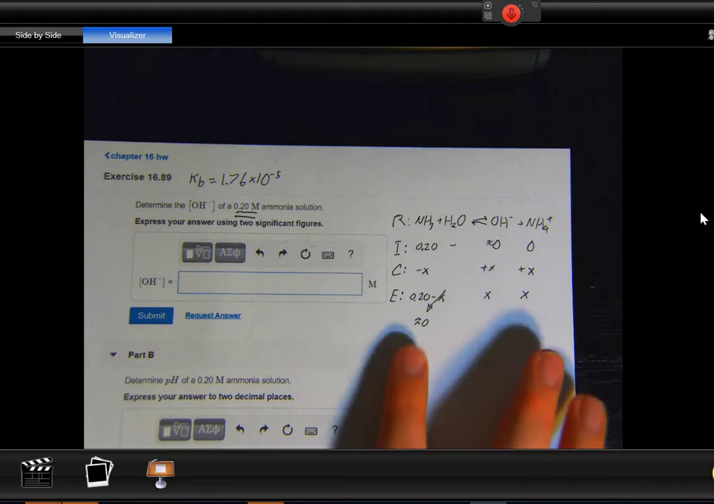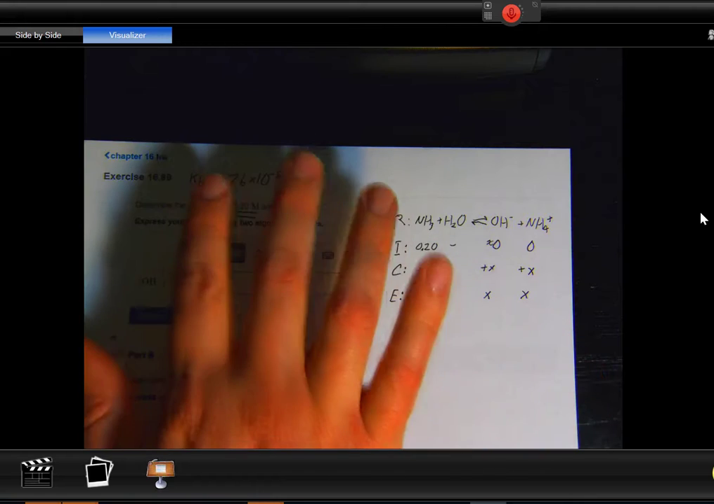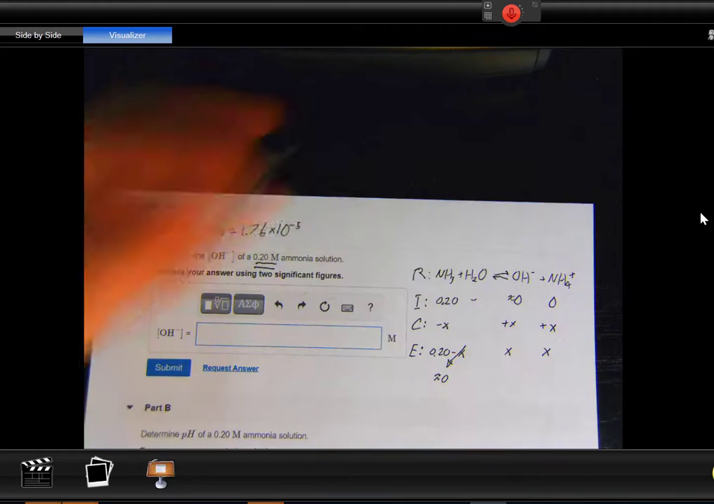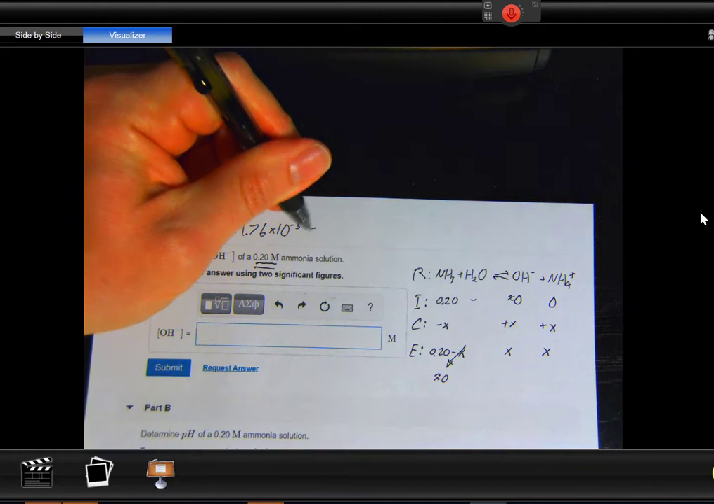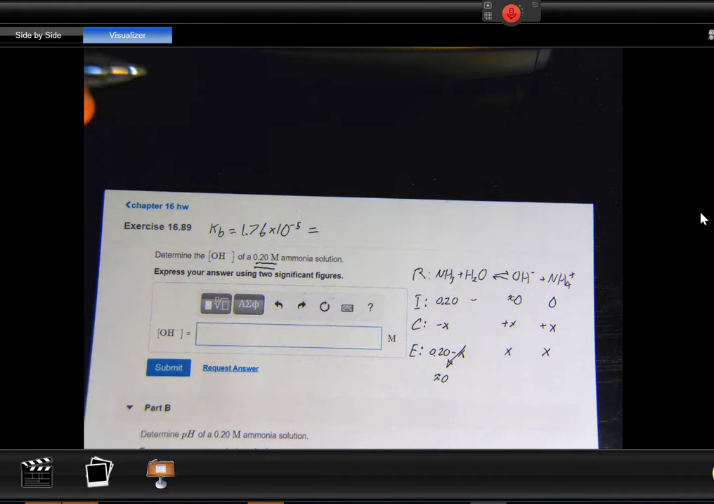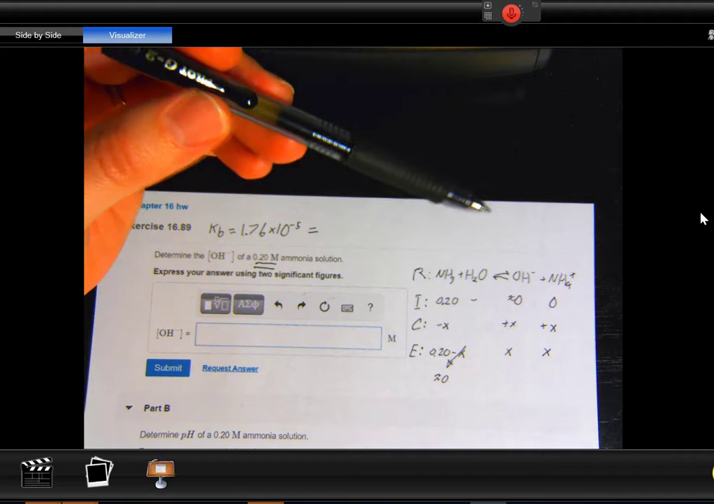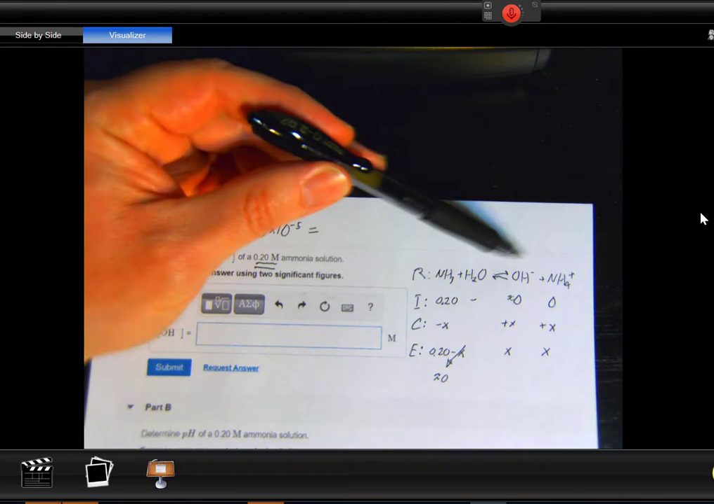Okay, so what we do, we take the equilibrium amounts and put them back into the equilibrium expression. I'm going to start by writing this in terms of the symbols. So we have our two products.